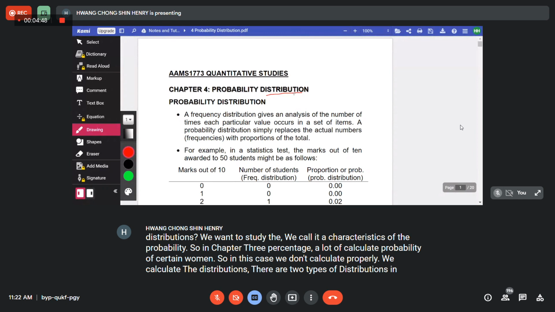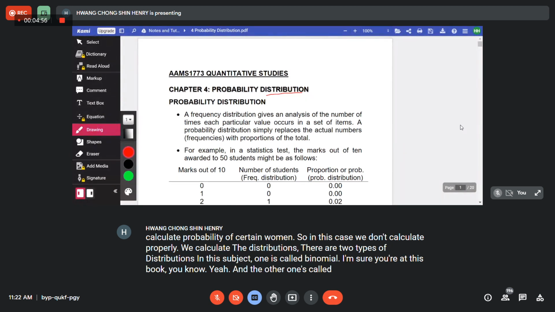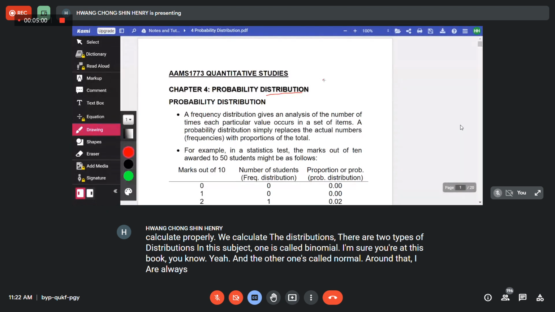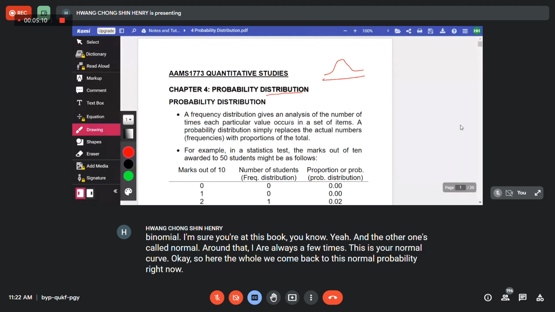There are two types of distributions in this subject. One is called binomial. I'm sure you all heard this word before, binomial. And the other one is called normal, the one that I drew a few times. This is your normal curve. So in chapter 4, we come back to this normal probability again. Right, so let's start now.